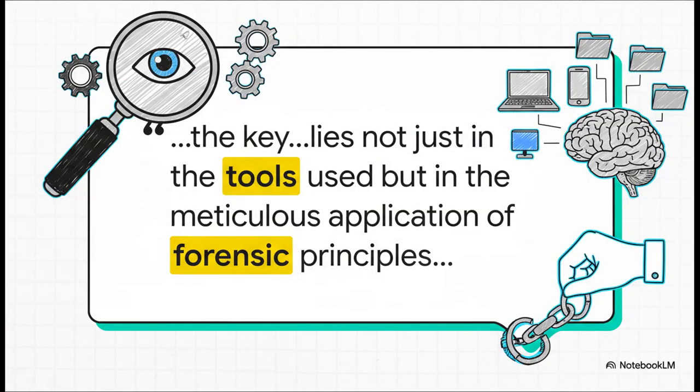And this really brings it all home. A powerful tool like Autopsy is absolutely incredible, but it's not magic. The success of any case ultimately comes down to the investigator's skill, their methodical approach, and their commitment to those core forensic principles. The human element is still, by far, the most important part of the equation.